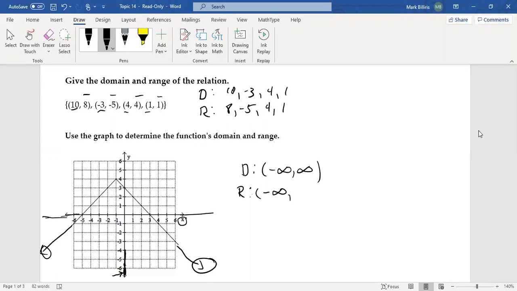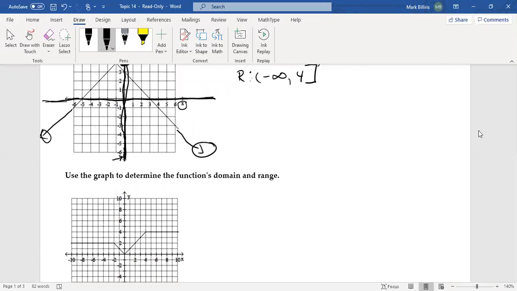Now, as we head up our y-axis, what's the highest point that it hits? The highest point of this graph occurs at y being 4. So we would have 4 as our endpoint. Since 4 is an actual point that's included, we would use brackets. So for our domain, we're going to be looking at our x-axis, and for our range, we're going to be looking at the y-axis.